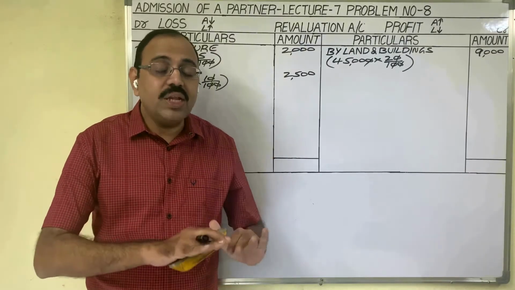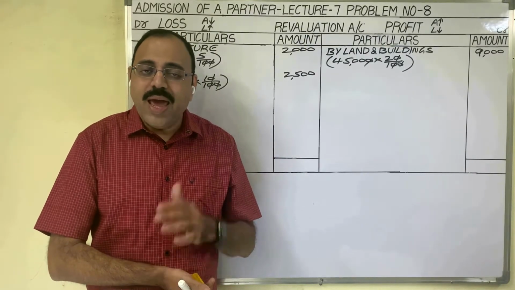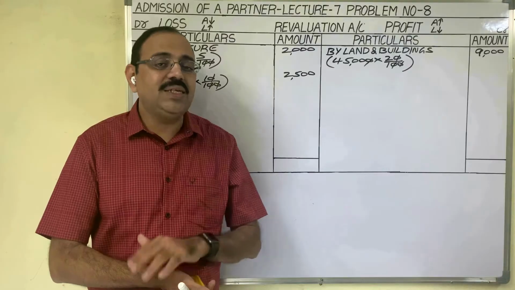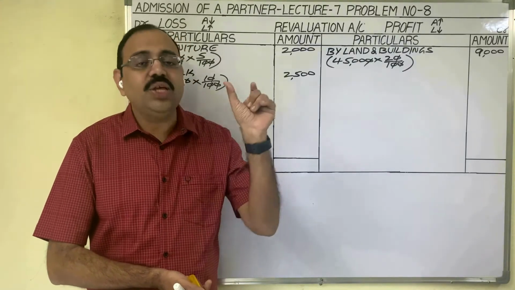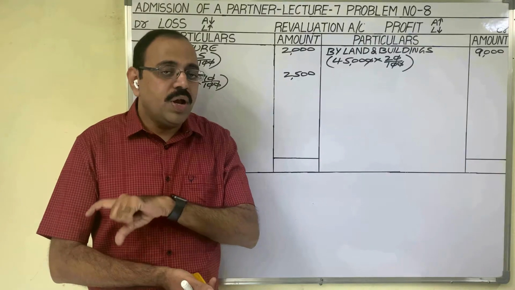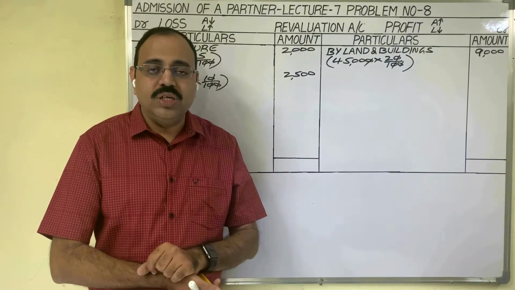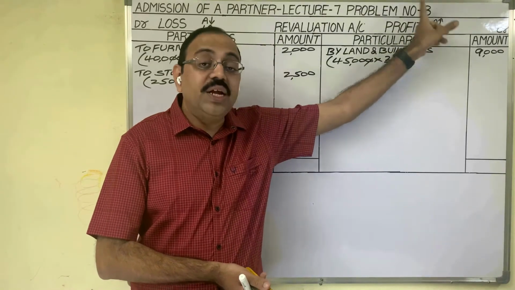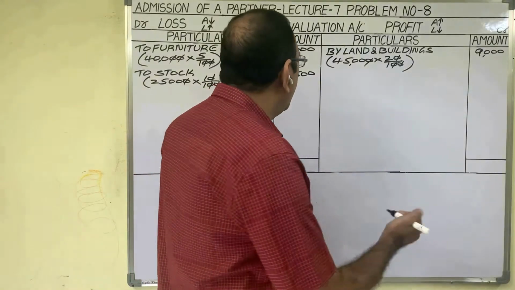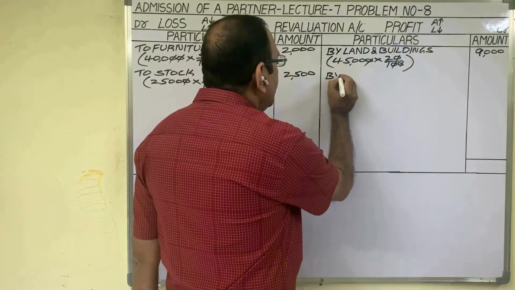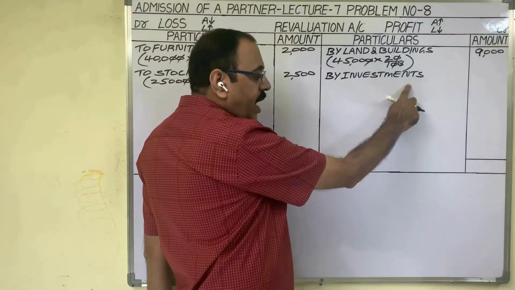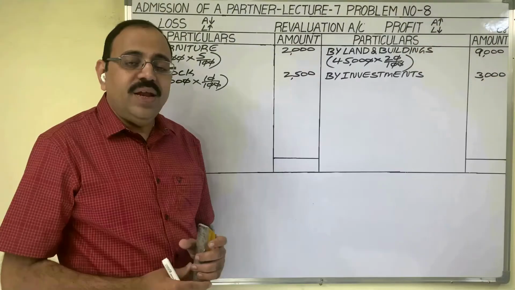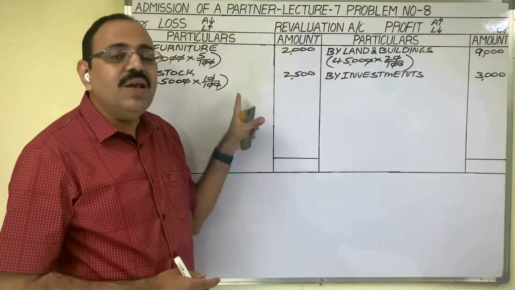Now they want to record 3,000 worth of investments. So the asset value is increased by 3,000 rupees. Investment is an asset, and its value is increased by 3,000. Because the old value is 0, now you write 3,000 rupees in the books, meaning the value is increased by 3,000 only. When asset value increases, it is a profit. It should be credited to the revaluation account. Buy investments account. No need to show any calculations. Directly write this 3,000 in the amount column. All adjustments related to the revaluation account are completed.